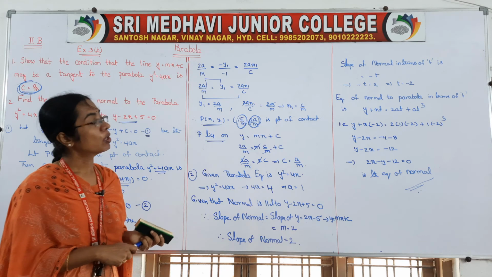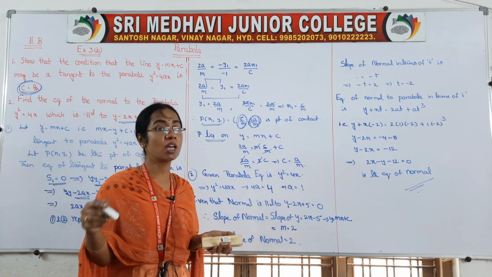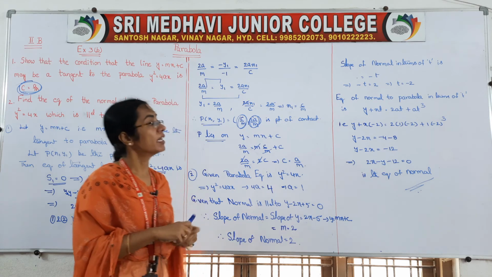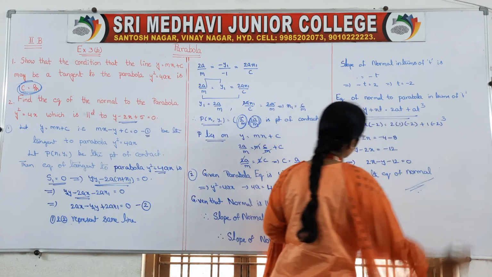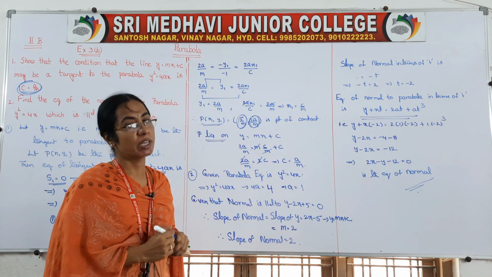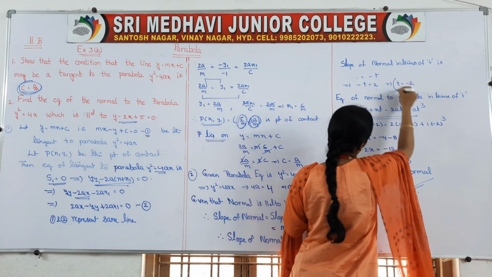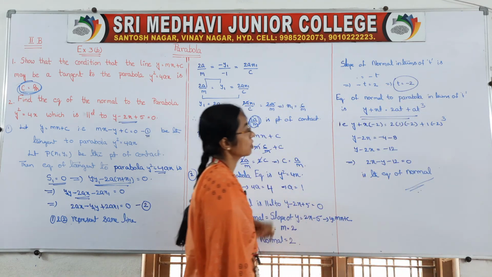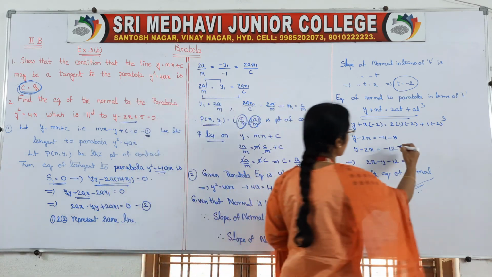Then you write the equation of the normal of the parabola in terms of t again. It is a standard formula. What is that formula? y plus xt is equal to 2at plus at cube, right? So already we got a t value, t is equal to minus 2. Substitute and simplify, you will get your normal equation.